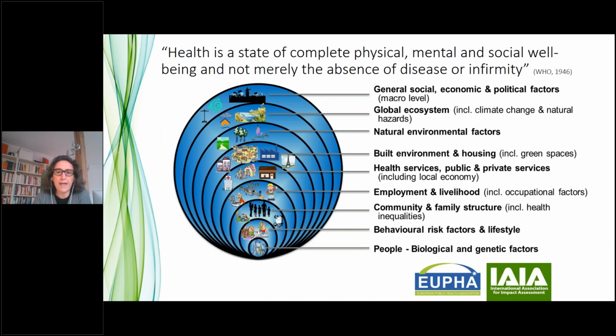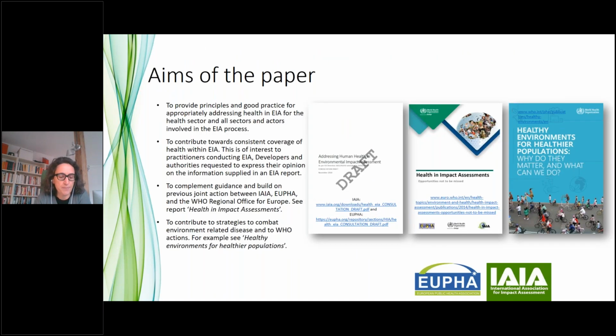Now, what is the aim of the paper? Health has always been part of environmental impact assessment within the European Union in some form. However, the focus has often been on biophysical parameters, things that can be relatively easily quantified and fit the environmental approach better. The aim of the paper is very much to ensure a consistent coverage of health within environmental impact assessment, within the European Union, but also beyond.